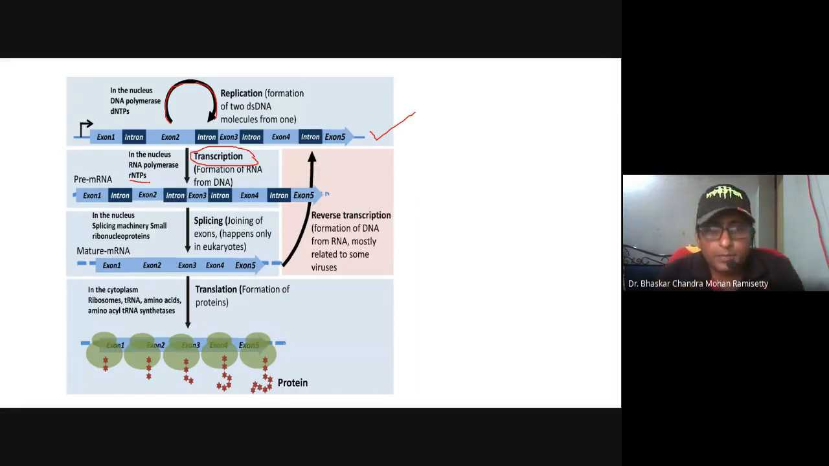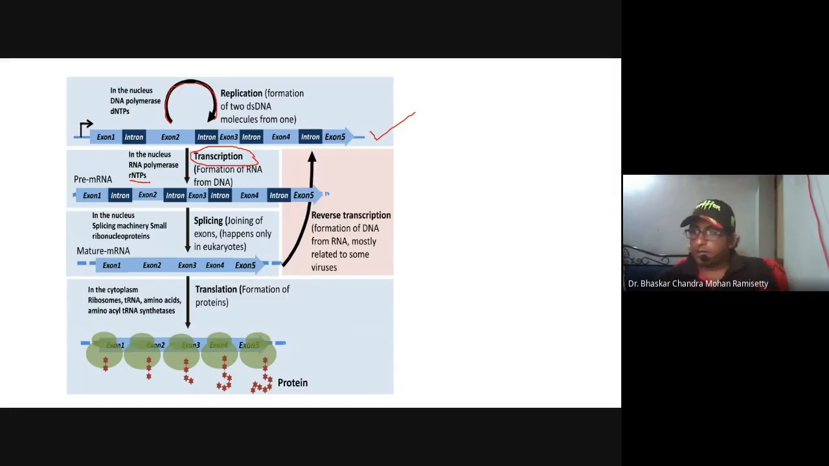Prokaryotic transcription: there is a single RNA polymerase in prokaryotes. Transcription and translation are coupled in prokaryotes. Why is that? It is because there is no nuclear membrane or nucleus.